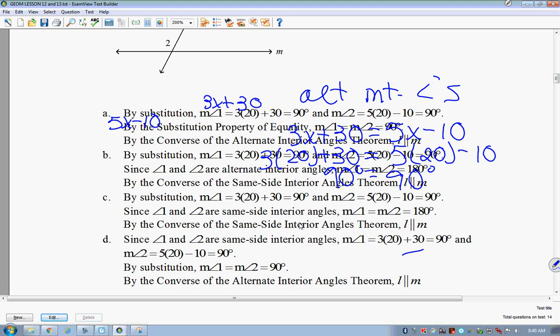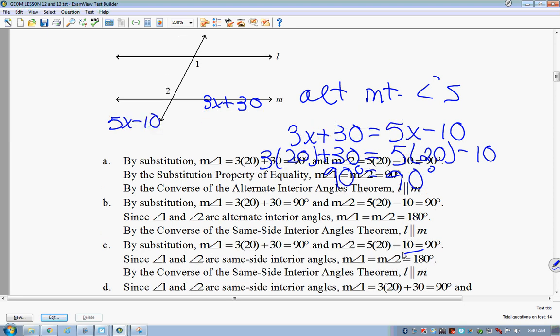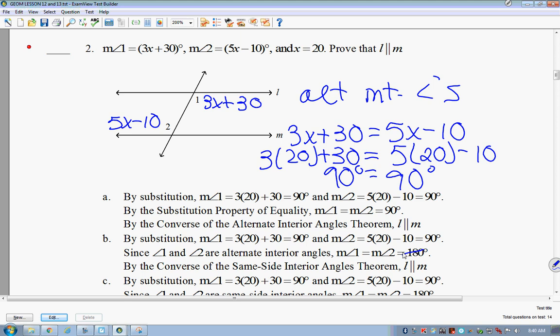Okay, notice that C says same side interior angles and equals 180. Okay, we don't want that. They're not same side interior. D also says same side interior. That's how we wind up with A as our answer.